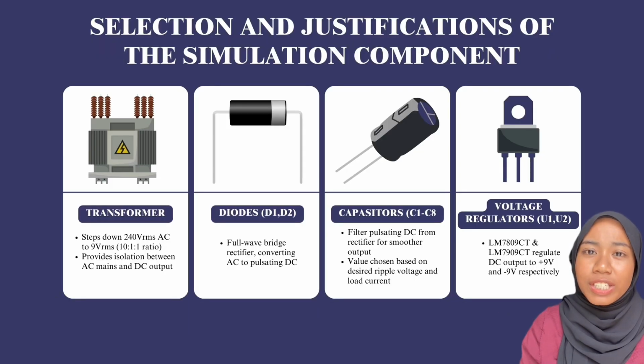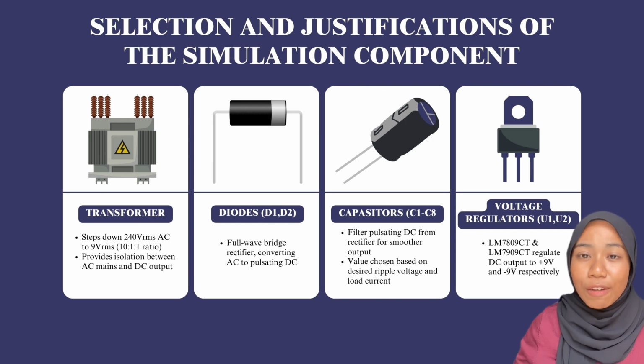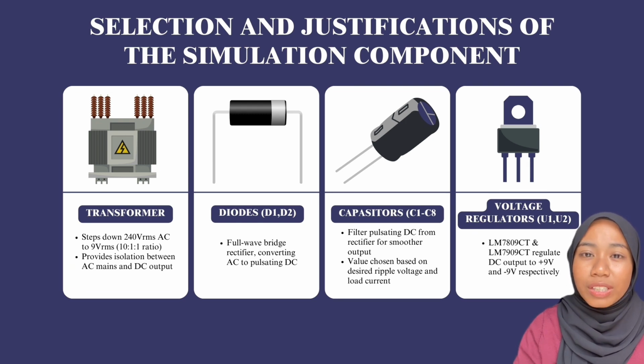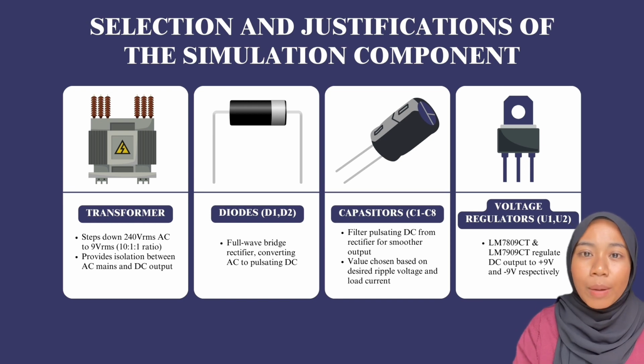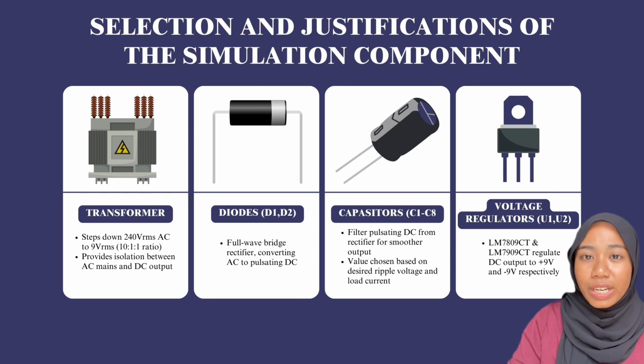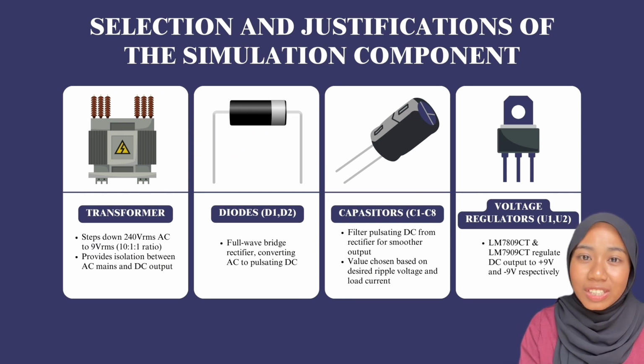Okay, next we move to selection and justification of the simulation components. First is the transformer. Step down 240 VRMS AC to 9 VRMS, 10:1:1. Provide isolation between AC mains and DC output. Second is the diodes, D1 and D2. Full wave bridge rectifier converting AC to pulsating DC.